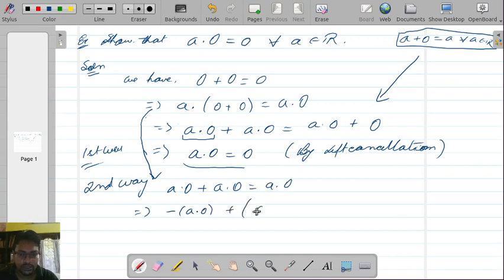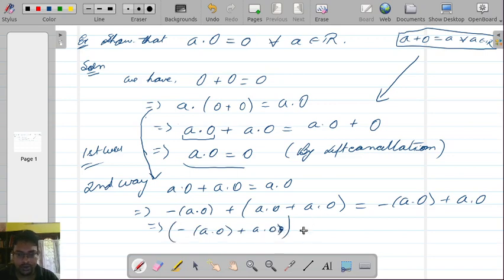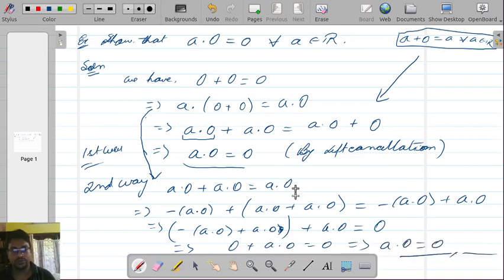both sides. Okay, this is a dot 0 plus a dot 0 equal to minus of a dot 0 plus a dot 0. Okay, so once I do that, this is minus of a dot 0 plus a dot 0 by associative property, plus a dot 0. This will be equal to 0 here, right? This one is 0, and minus of a dot 0 plus a dot 0, that is also 0. So 0 plus a dot 0 is equal to 0. So 0 plus a dot 0 is again a dot 0. So a dot 0 is 0. Okay, so you can do it this way also, no problem.